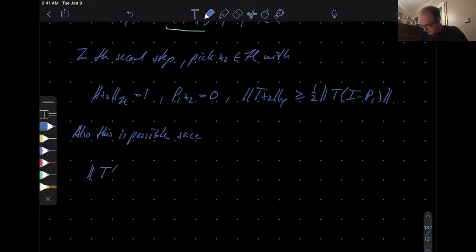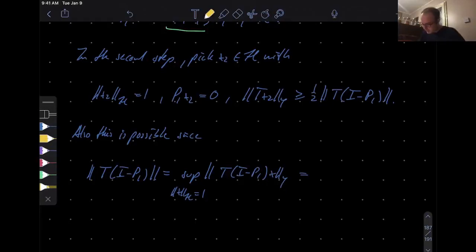So let's write this out. The operator norm of T(1 − P1), what is this? By definition, this is a supremum over the boundary of the ball of the norm of T(1 − P1)x in Y. But now remember, you're in a Hilbert space, so you can write everything by starting with an arbitrary closed subspace and taking a complementary subspace to it. Here I will take the closed subspace to be the kernel. Kernels are always closed.